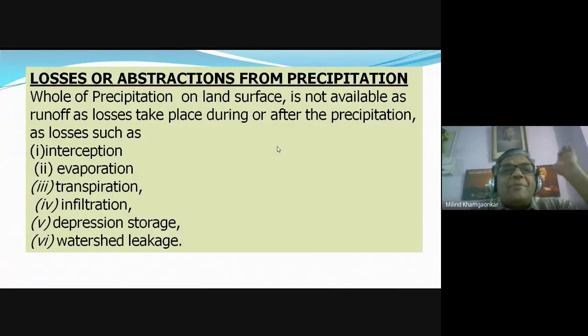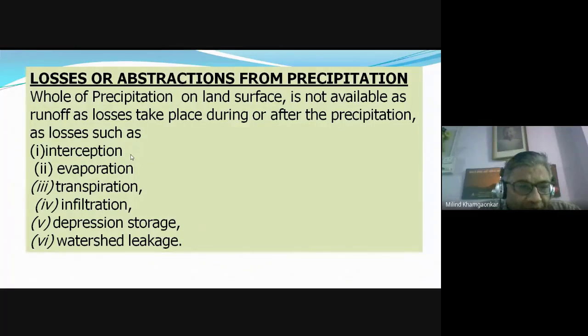Now, when the precipitation occurs over the earth, 100% of the precipitation does not get converted into the runoff. Some part is lost in between, means from the source, that is clouds, to the earth. That lost part of the precipitation is called the abstractions. These are divided into 6 parts: interception, evaporation, transpiration, infiltration, depression storage, and watershed leakage.